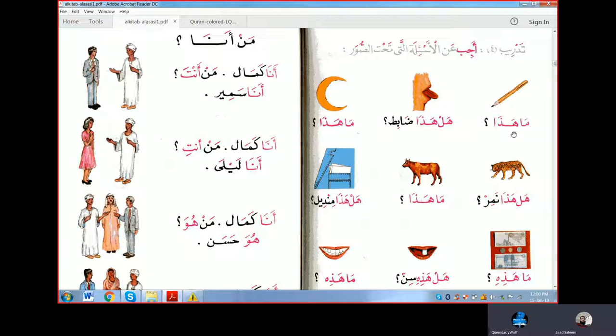Okay. Ma haza? Haza kalimun. And hal haza dabitun? La, haza dabitun. No, dabit means inspector, and this is not an inspector, this is a tongue.